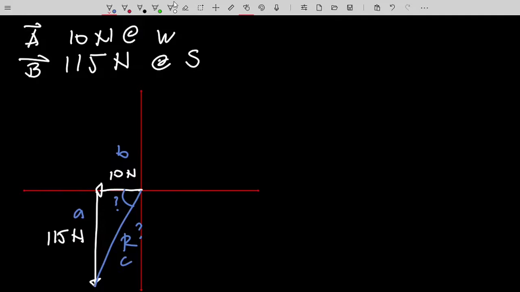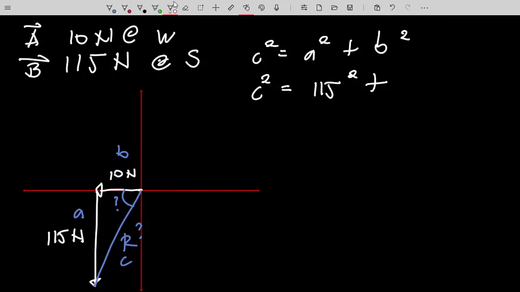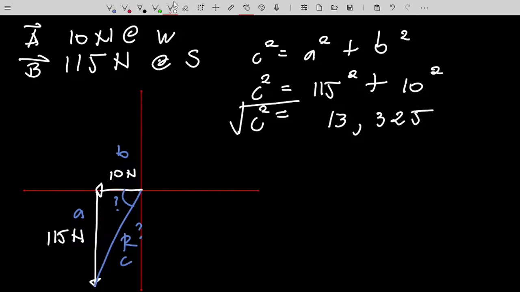Now again, this is an example of a right triangle. So whenever we have a right triangle, so as to get the resultant vector, we are just going to use the Pythagorean Theorem, which is again C squared equals A squared plus B squared. Now we know that the value of C is what we are looking for, and the value of A is 115 squared, and the value of B is 10 squared. Now, 115 squared plus 10 squared must have 13,325.